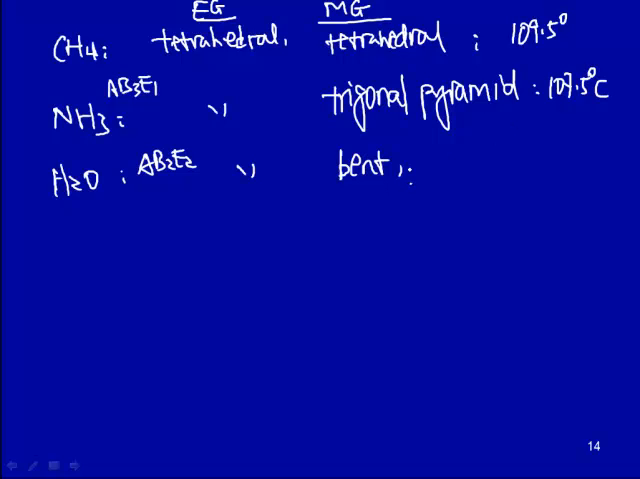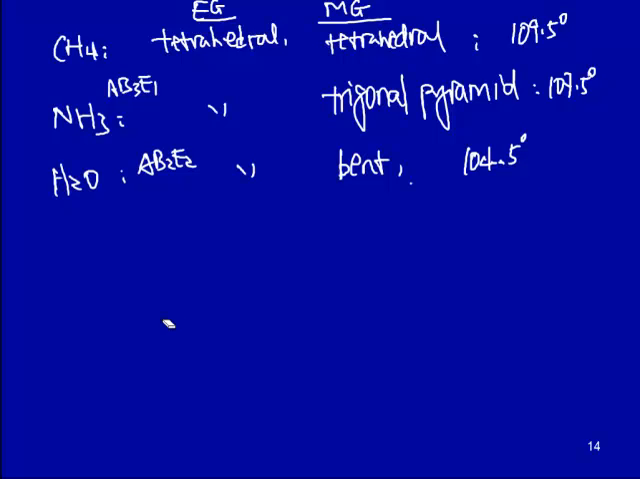And this one is bent. The bond angle is even smaller, 104.5. Not degrees, what I'm talking about. It's just degree, it's enough. Okay, and you can see the whole process.